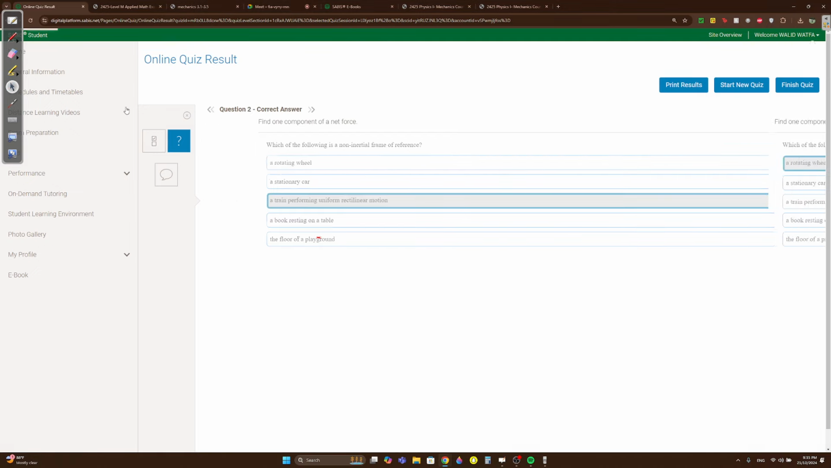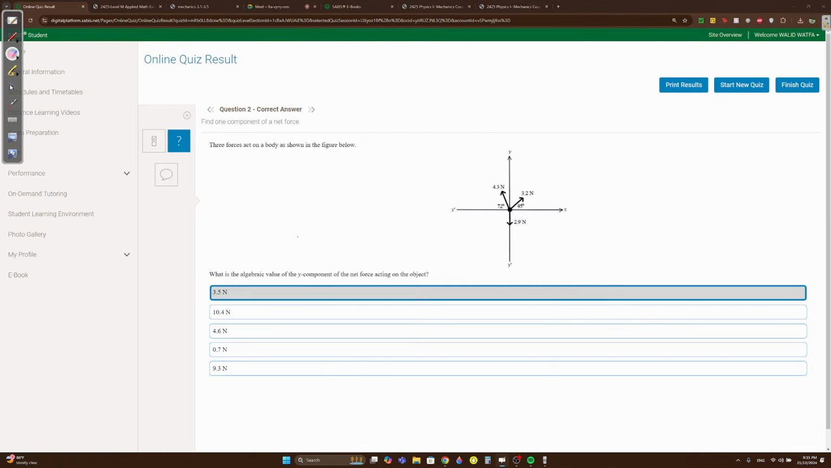Question 2. The forces act on a body here. What is the algebraic value of the y component of the net force? Maybe in the exam they ask you the x component of the net force, but let's see. They want Fy net. So let's resolve this into F1, F2, F3, and quickly let's do this.